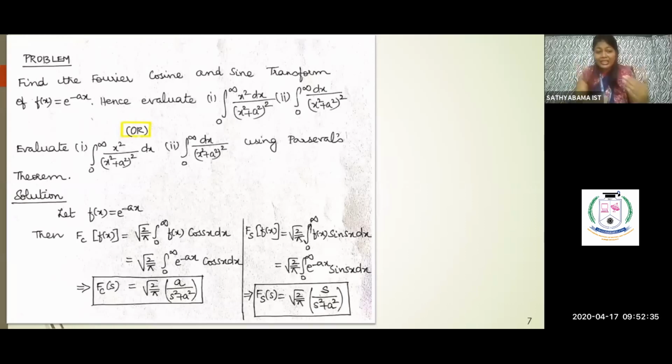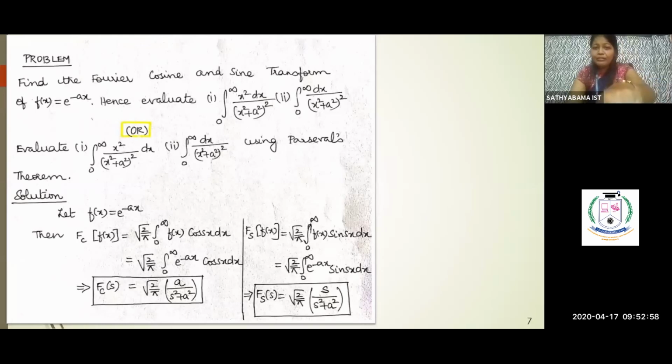So the question can also be worded in the or part like that, without giving you the function. If they give you the function, then you don't have a problem at all. If they don't give you the function, still you should know that you have to take the function as e power minus ax, find out its Fourier sine transform, cosine transform, and then go for Parseval's identity. Now remember, we've only proved the first one.